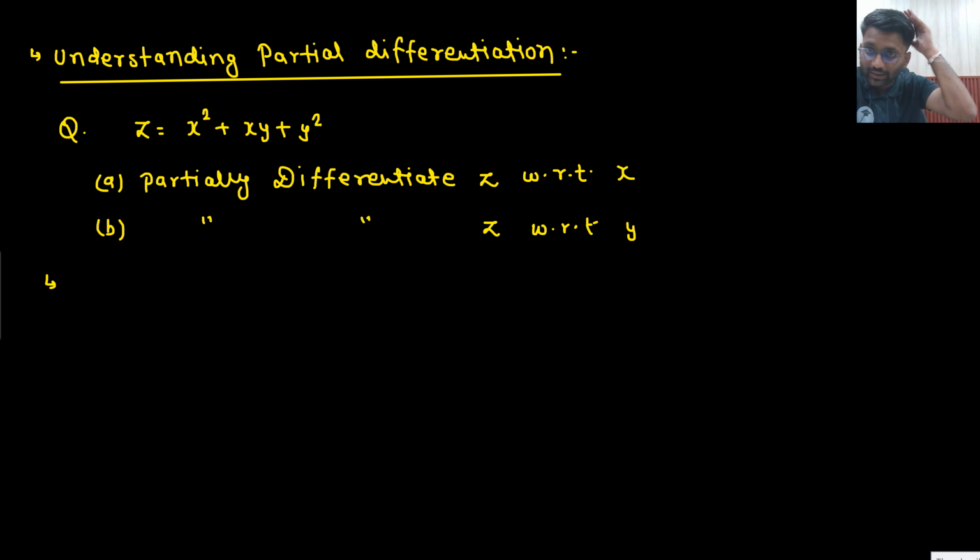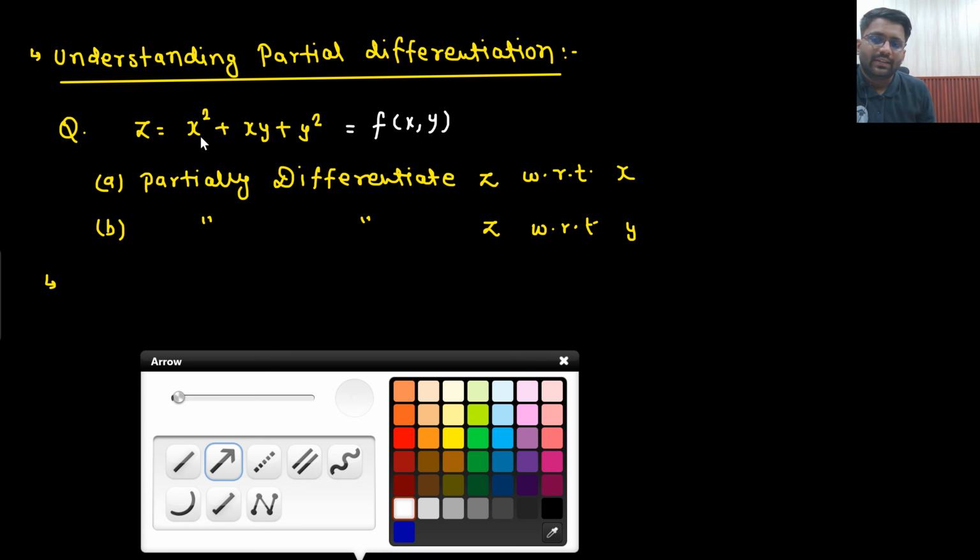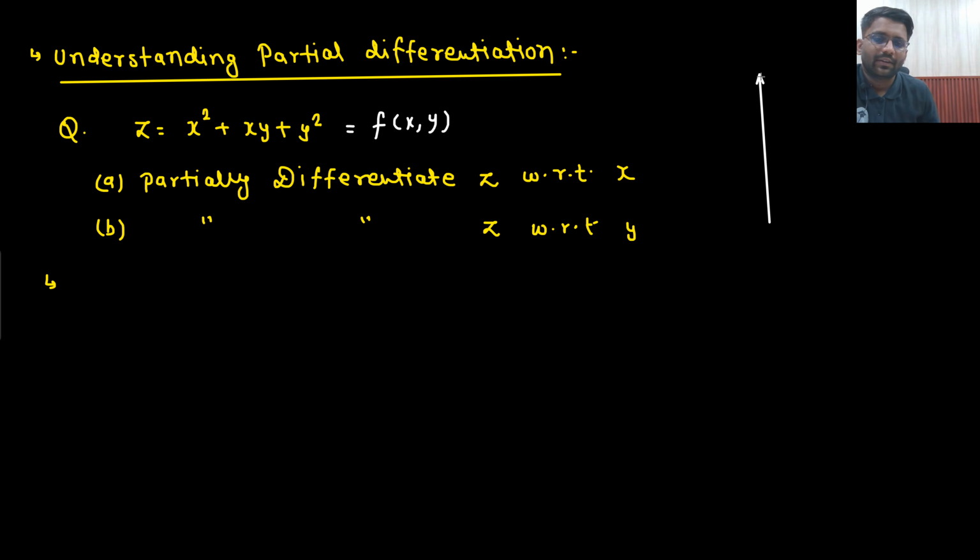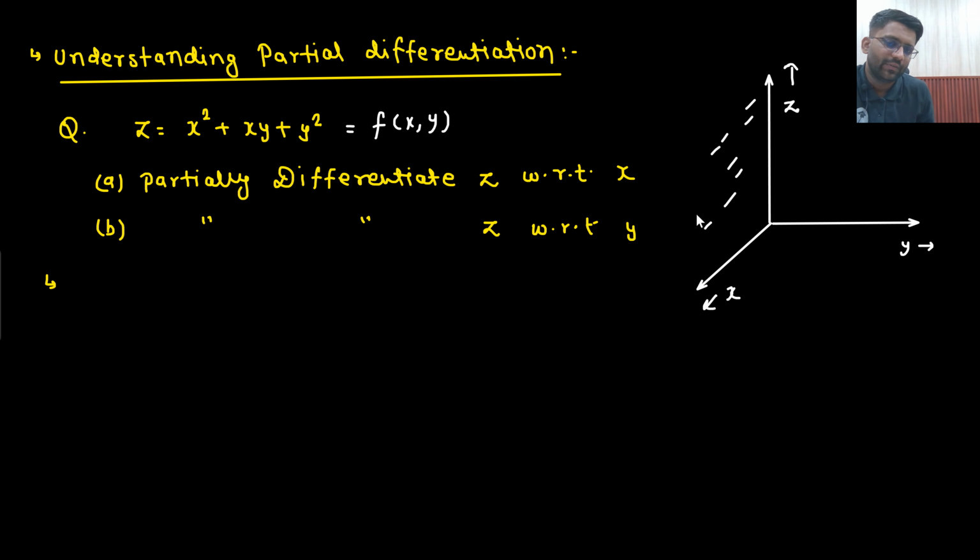Next, we need to understand partial differentiation. Z is a function of x comma y. Z is x square plus xy plus y square. This is how the graph would be made. This would be Z, this would be x, and this would be y. There will be one xz plane and there will be one zy plane. Two planes would be there, no?